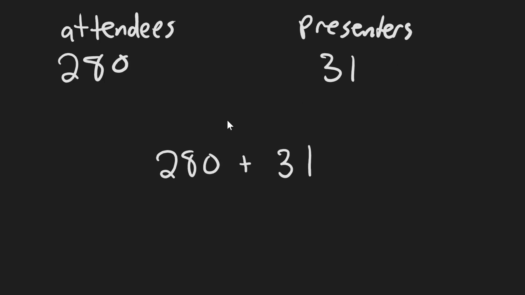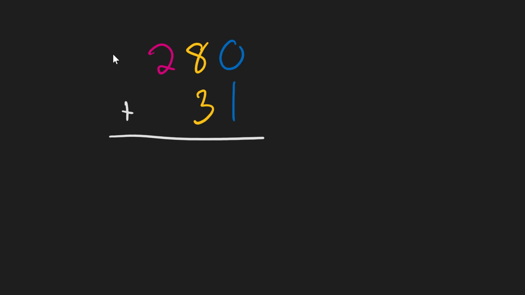And so how do you calculate a 3-digit number and a 2-digit number without a calculator? Well, the first step is to stack these two numbers one on top of the other. And the main insight here is to stack the digits in the ones place on top of each other, and then the digits in the tens place on top of each other, and then the digits in the hundreds place on top of each other. Because now all we have to do is add the digits in the ones place, and then add the digits in the tens place, and finally the digits in the hundreds place to get our answer.